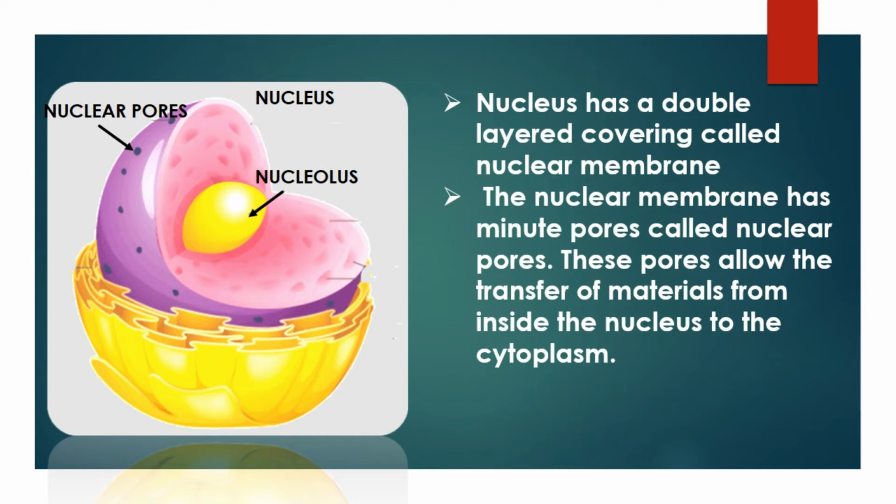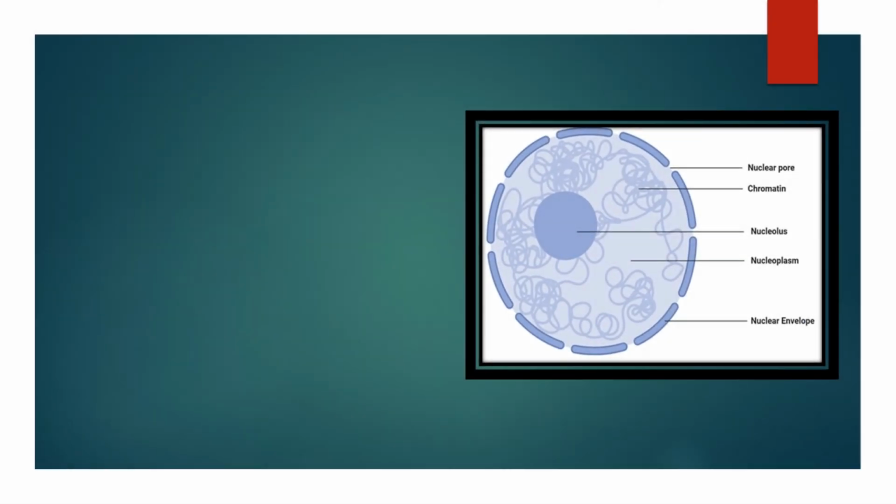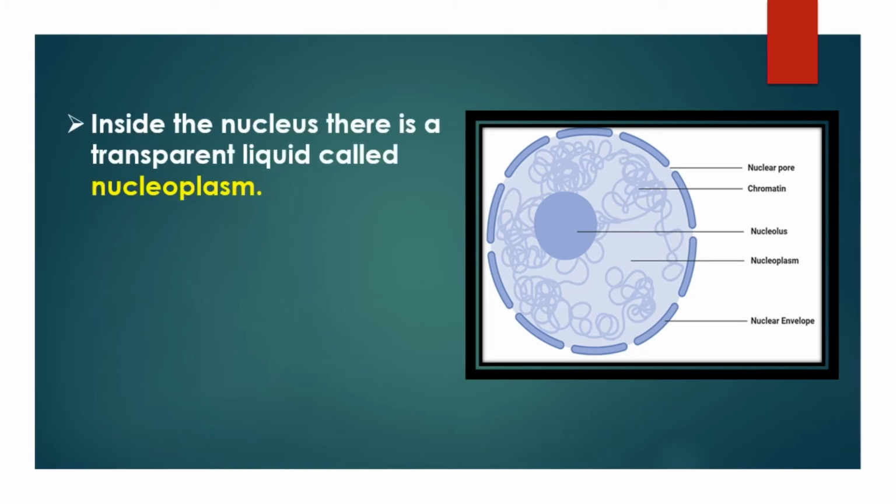These pores allow the transfer of materials from inside the nucleus to the cytoplasm. The transfer or movement of materials between the nucleus and the cytoplasm takes place through the nuclear pores. Inside the nuclear membrane, there is a transparent liquid called nucleoplasm. Inside the nucleoplasm is a small spherical body called nucleolus.